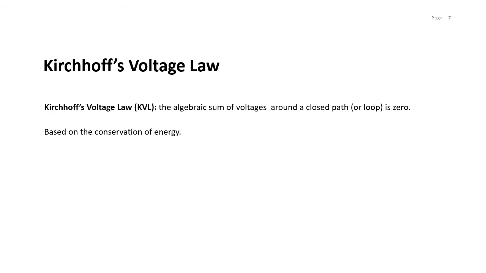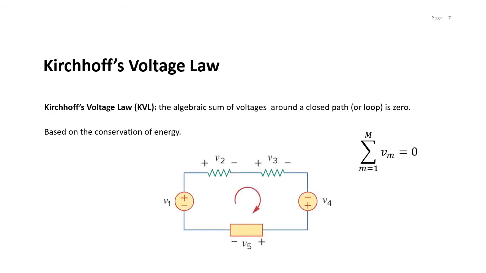with nodes. Okay, so we can express it mathematically as this, where M is the number of voltages in the loop, or the number of branches in the loop, and V of M is the mth voltage. So to illustrate KVL, we can consider this circuit. The sign on each voltage is the polarity of the terminal encountered first as we travel around the loop. So we can start with any branch and we can go around the loop either clockwise or counterclockwise.